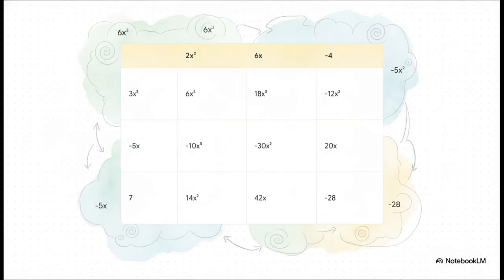Setting up a grid like this is a total lifesaver for organizing the chaos of a problem this big. You take the top row, 2x squared, and multiply it down the first column. 2x squared times 3x squared is 6x to the fourth. 2x squared times negative 5x is negative 10x cubed. You systematically fill out all 9 cells this way, multiplying each term across.